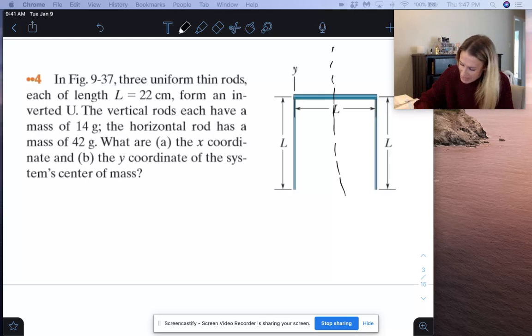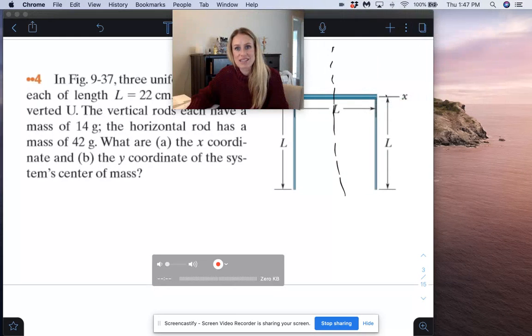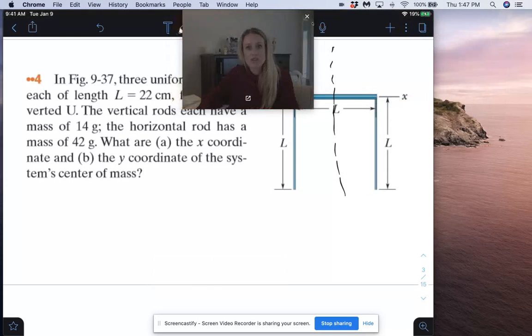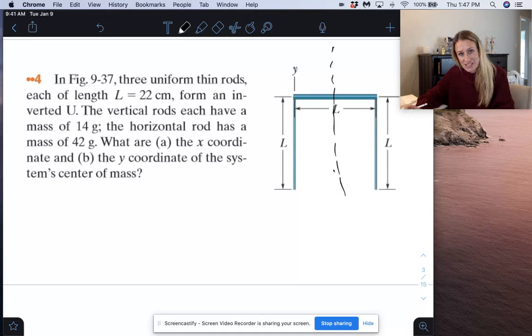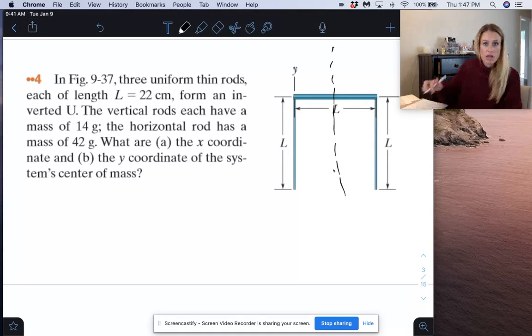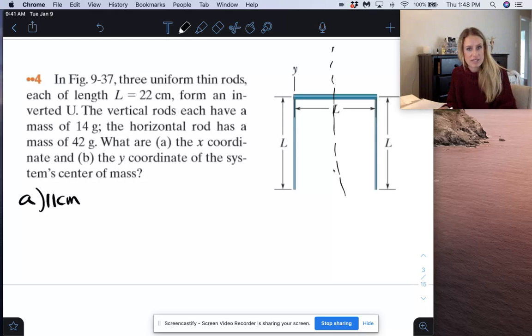So that x position where that center of mass is, and my picture's kind of in the way right here, but you see that this is the x-axis right here. So because this top rod right here is 22 centimeters long, that x position of the center of mass has to be on the center line. So the x coordinate of the center of mass has to be 11 centimeters, or 22 divided by 2. So that's our answer for A. We don't even have to do a calculation for A. So A, the answer is 11 centimeters for our x coordinate of the center of mass.